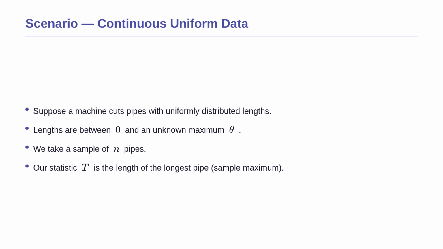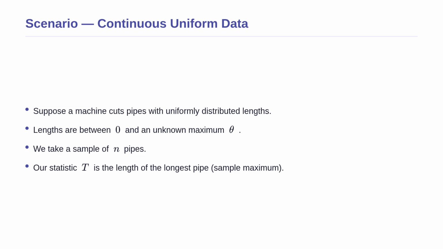Now that we have seen a discrete example with coin flips, let us look at a continuous scenario. This involves measuring data on a smooth scale rather than counting discrete events. Suppose we have a machine that cuts pipes, and the lengths of these pipes are uniformly distributed, meaning every length is equally likely, between 0 and some maximum unknown length, theta. We take a sample of n pipes from this machine.